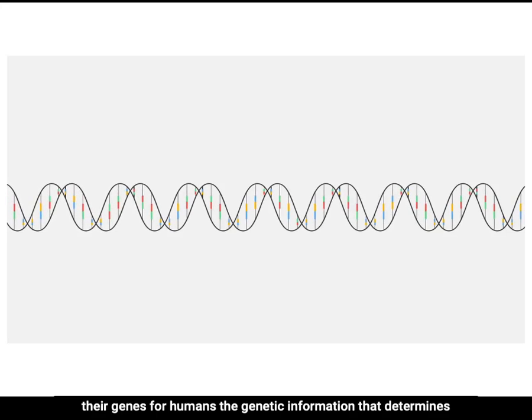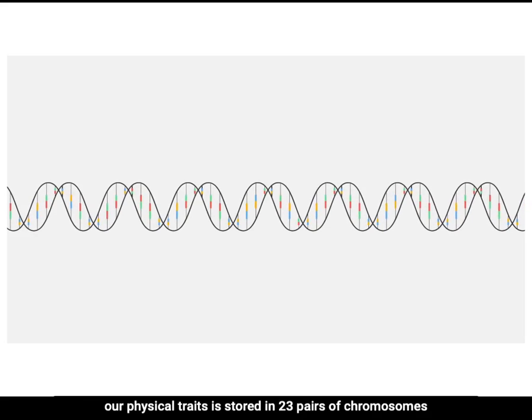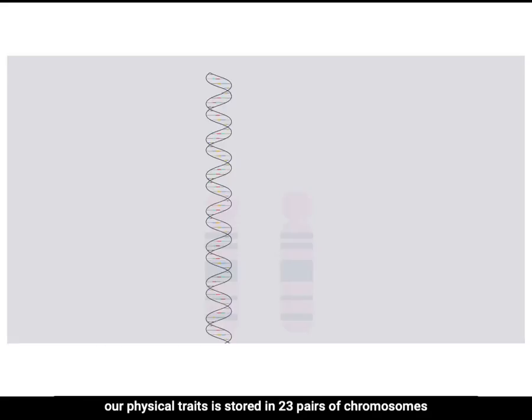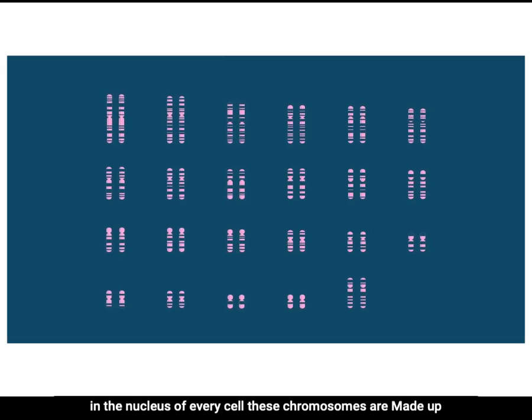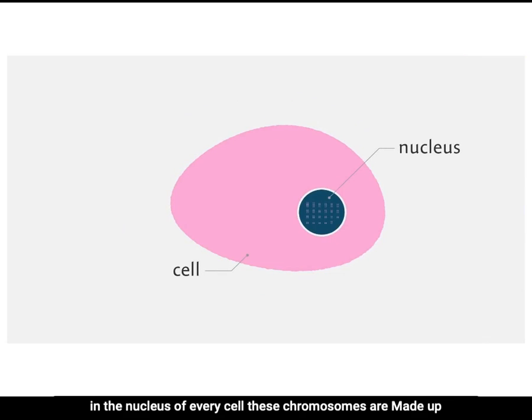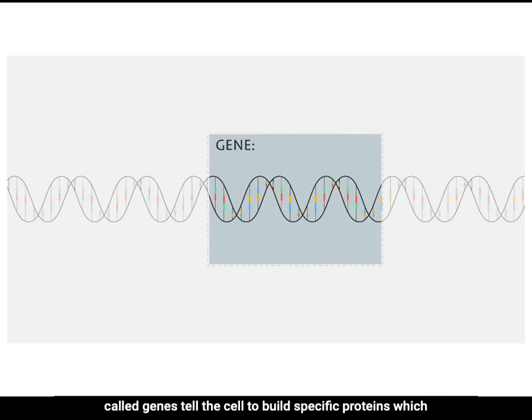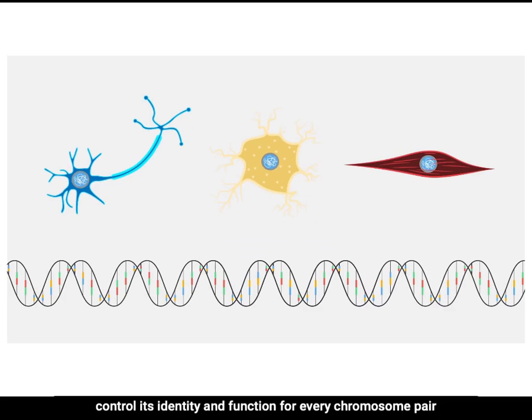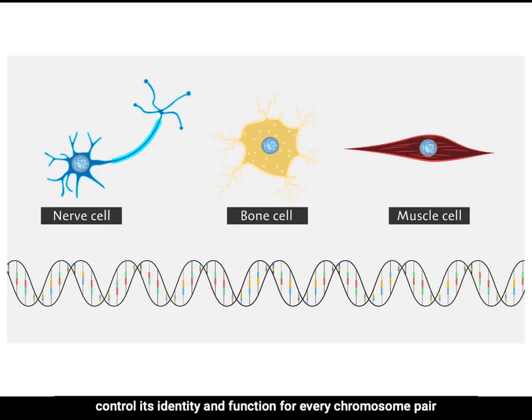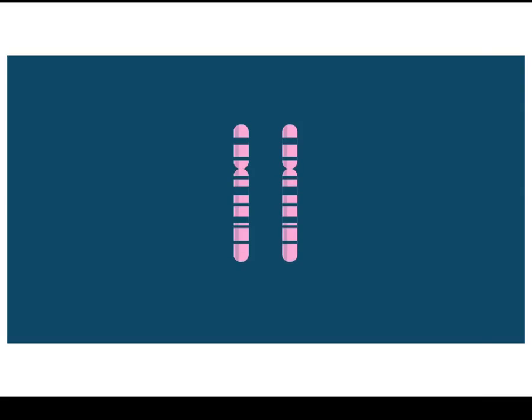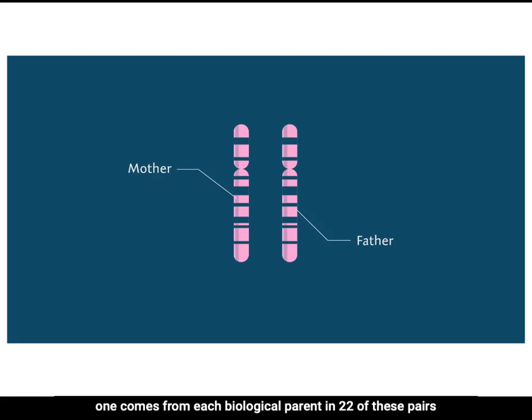For humans, the genetic information that determines our physical traits is stored in 23 pairs of chromosomes in the nucleus of every cell. These chromosomes are made up of proteins and long coiled strands of DNA. Segments of DNA, called genes, tell the cell to build specific proteins, which control its identity and function. For every chromosome pair, one comes from each biological parent.